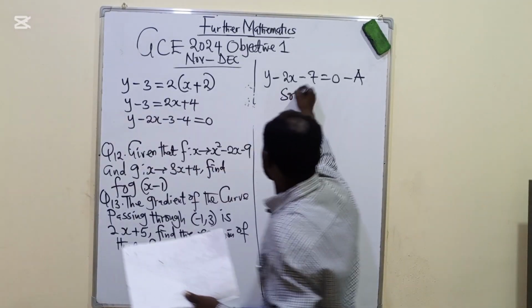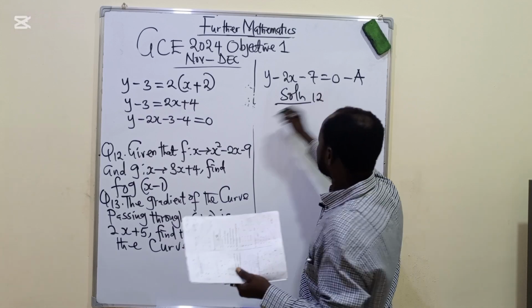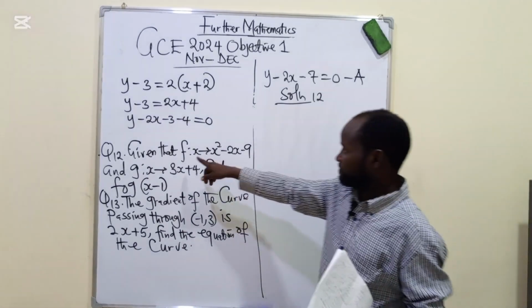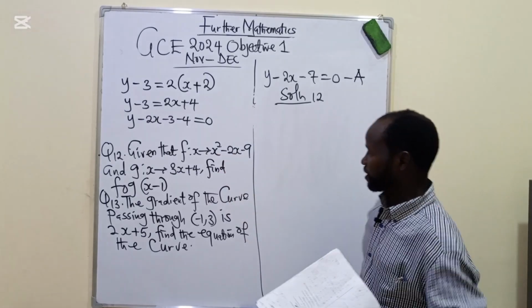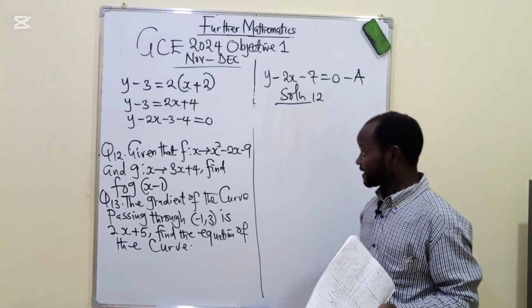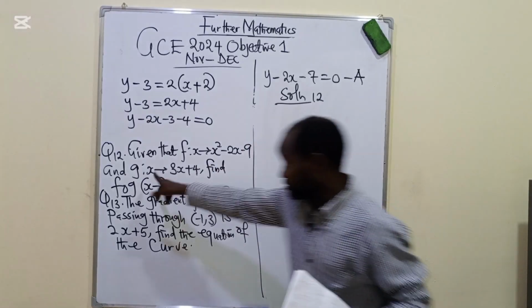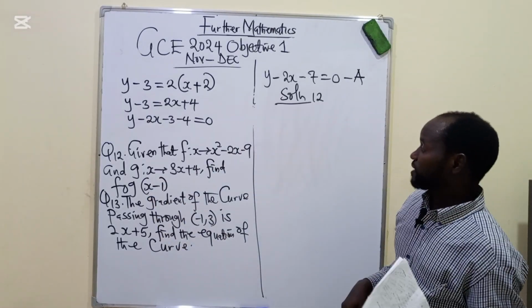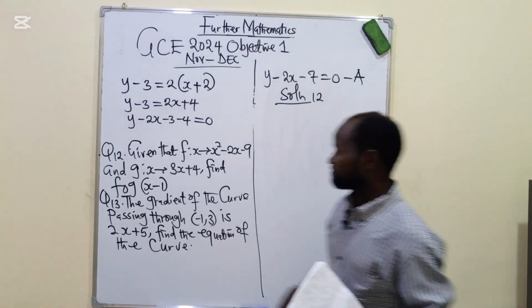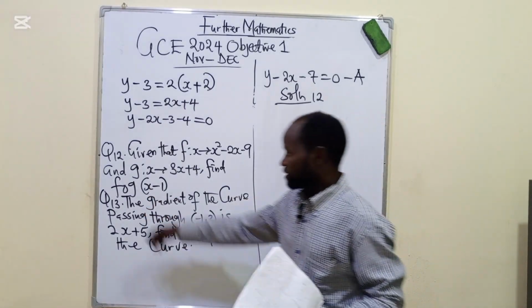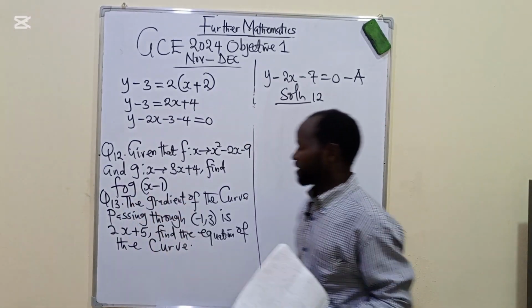Let me write the solution here. The solution to 12 now. The question reads: given that f such that x is mapping to x squared minus 2x minus 9, and g such that x is mapping to 3x plus 4, we are asked to find f of g of x minus 1.